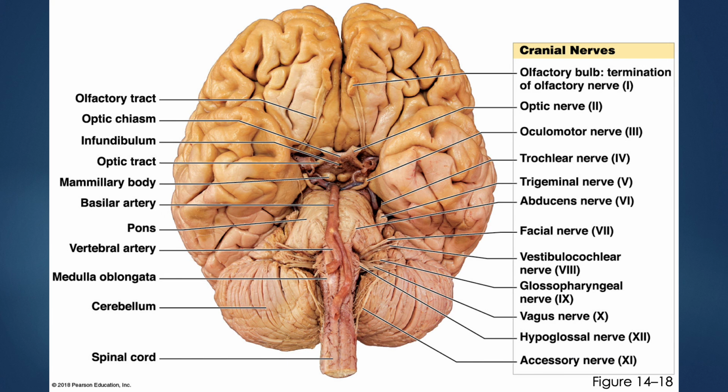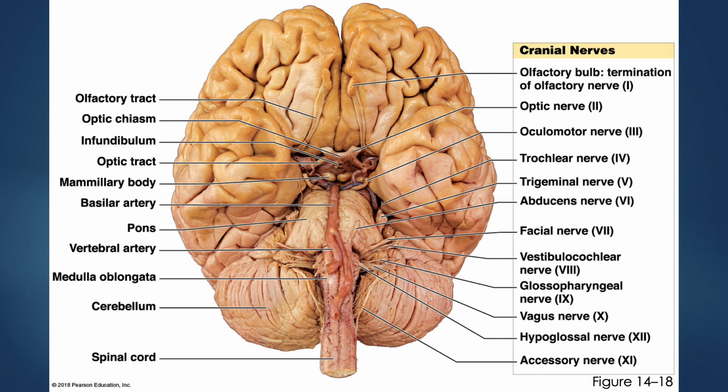Trigeminal nerve is the 5th cranial nerve, and the trigeminal nerve you'll see has tri in the word, which means it has 3 of something, 3 branches. Abducens nerve is number 6. The facial nerve is number 7, so it innervates most of our face. The vestibulocochlear nerve is 8, so it innervates the vestibule and the cochlea. Those are both structures in our ear.